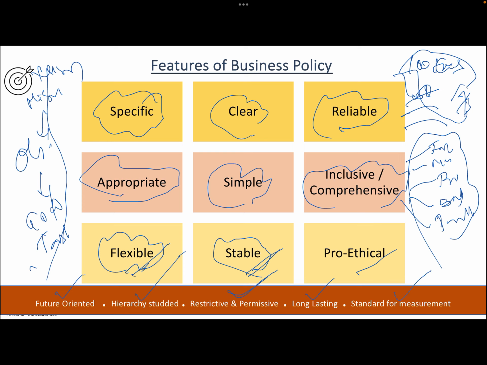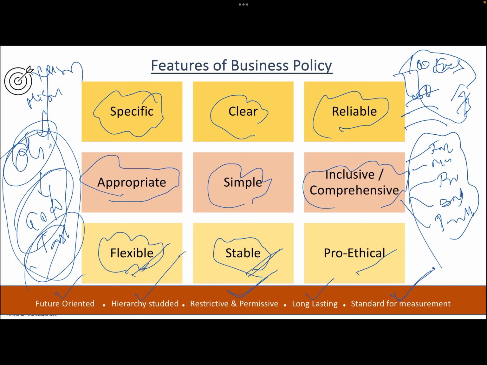And business policy is a standard for measurement. Because in business policy, we will clearly set what the objectives, goals and targets are. Whether these targets are achieved or not during the course of business will be measured by comparing the objectives, goals and targets with actuals. So business policy also acts as a standard for measurement.